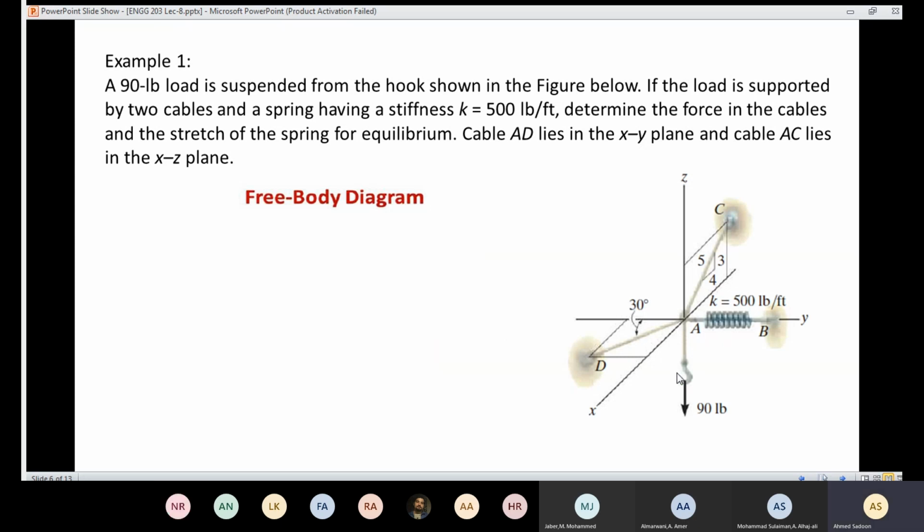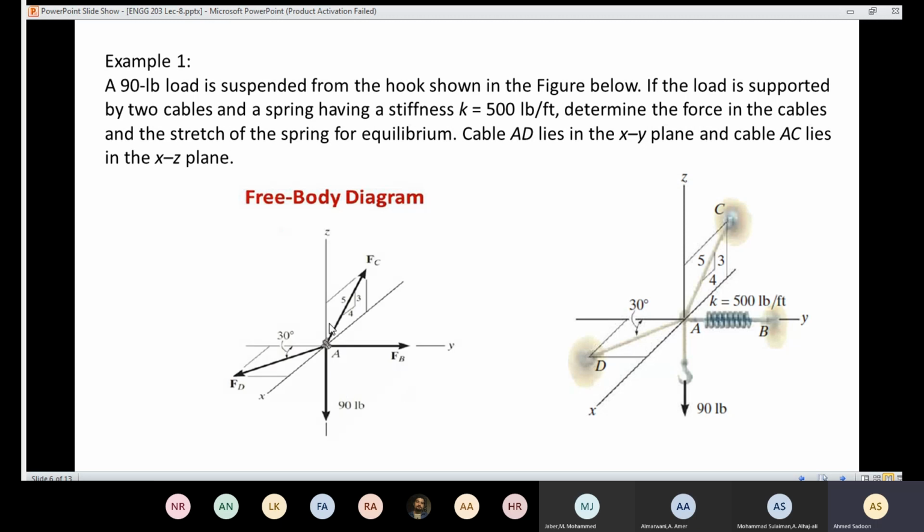So first I have the weight of the box, which is down. So here I have W, which equals 90 pound. Then I have the force here, FAB, or you can say that FD. And here we have the force from the cable AC. We can call it FC. And here we have the force AD. We are going to call it AD.